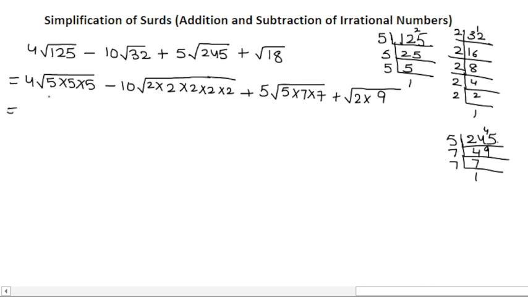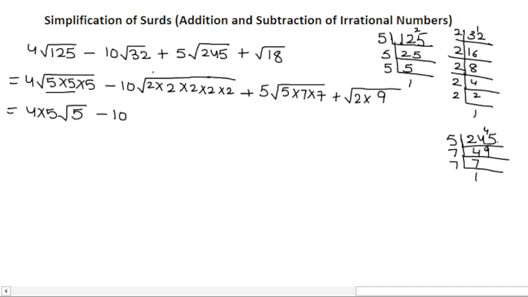After this step, we have to pair numbers. Why I have paired two 5's and not three 5's is because it is a square root. Square root means we pair two numbers together. If it was a cube root, we would have paired three 5's together. If you multiply 5 times 5, you get 25. So the square root of 25 is 5. So I get 4 times 5. It is no more a surd. It becomes a whole number. However, the unpaired number remains inside.